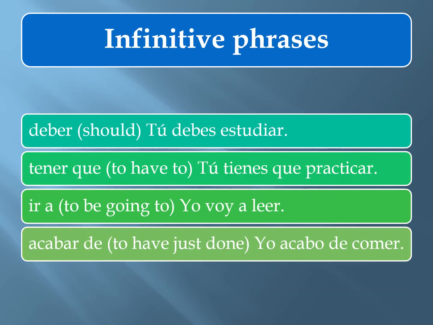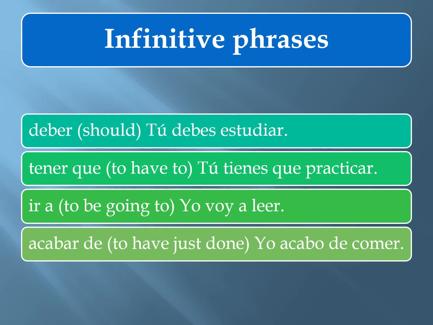All right, let's move on to some infinitive phrases so we can start putting some sentences together. Deber, should, and an example, tú debes estudiar. Notice how I'm conjugating the first verb, but then I'm not conjugating the second verb, and that's what they mean by an infinitive phrase. How about tener que, you have to. Tú tienes que practicar, you have to practice. Ir a, to be going to. Yo voy a leer. Acabar de, to have just done. Yo acabo de comer, I just ate.